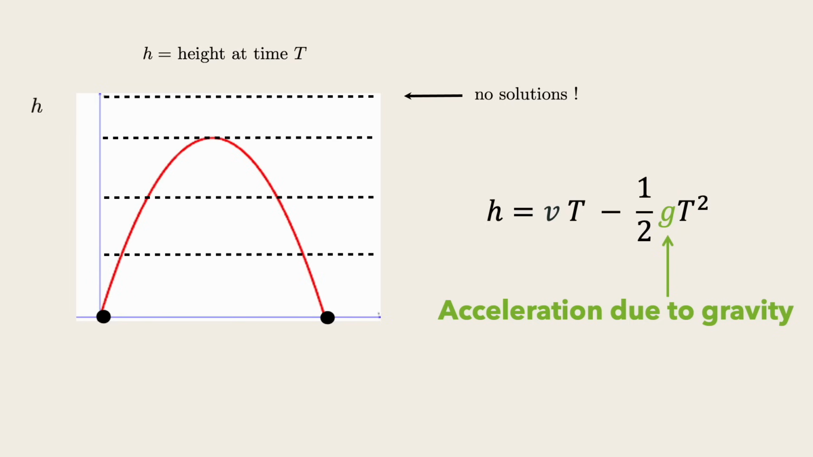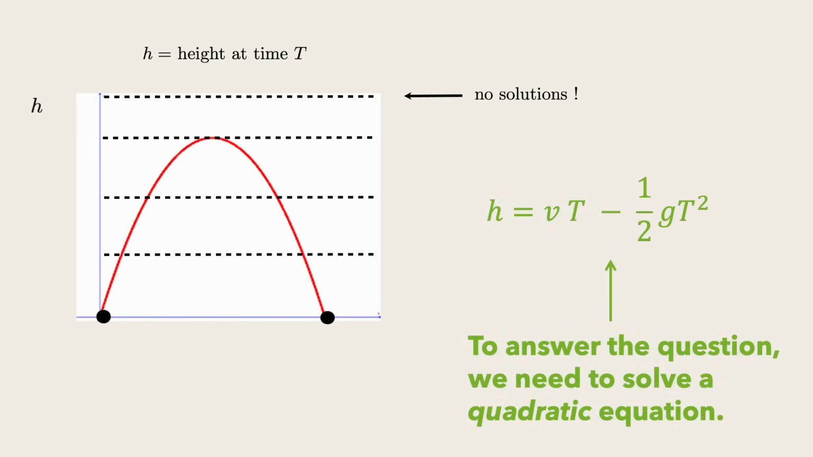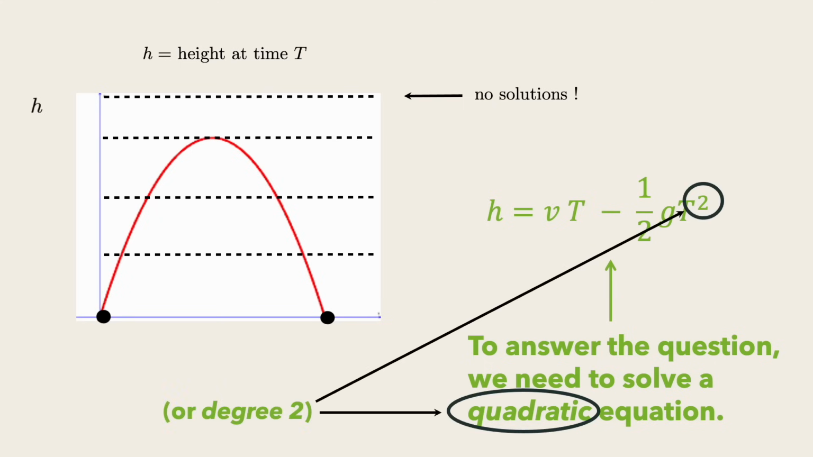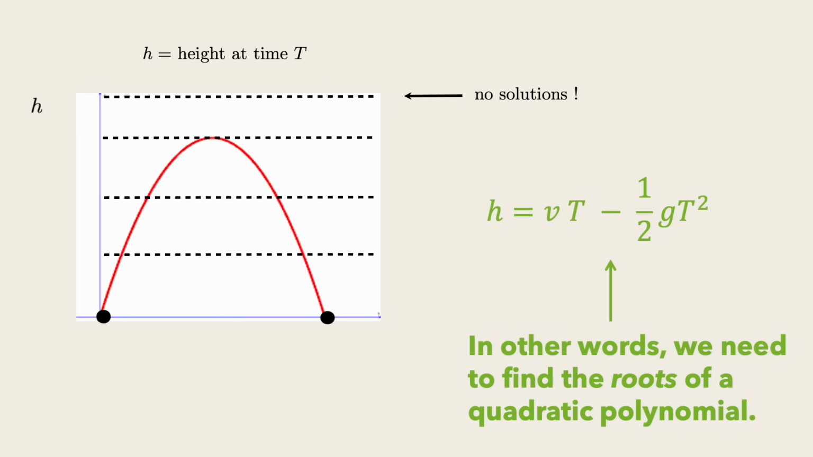so in order to answer the question, we need to solve what's called a quadratic equation. We also call this a degree 2 equation because the highest power of the variable t that we see is 2. Okay? Another way to phrase that is we need to find the roots of this particular polynomial, this quadratic degree 2 polynomial. Okay?